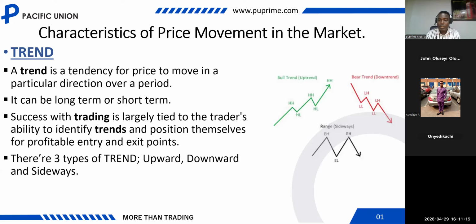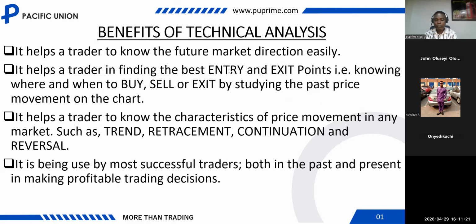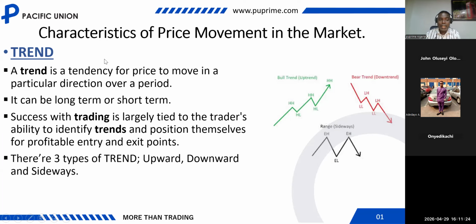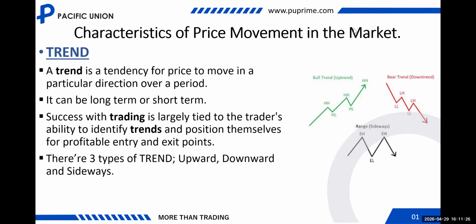Trend is the first characteristic of price. Now, we see that trend is a tendency for price to move in a particular direction over a period of time. So trend means price going in a certain direction, maybe upward or downward, over a period of time. So trend can be long term and it can be short term. Short term can mean in a matter of a few days. Long term can talk about weeks, months, or even years.